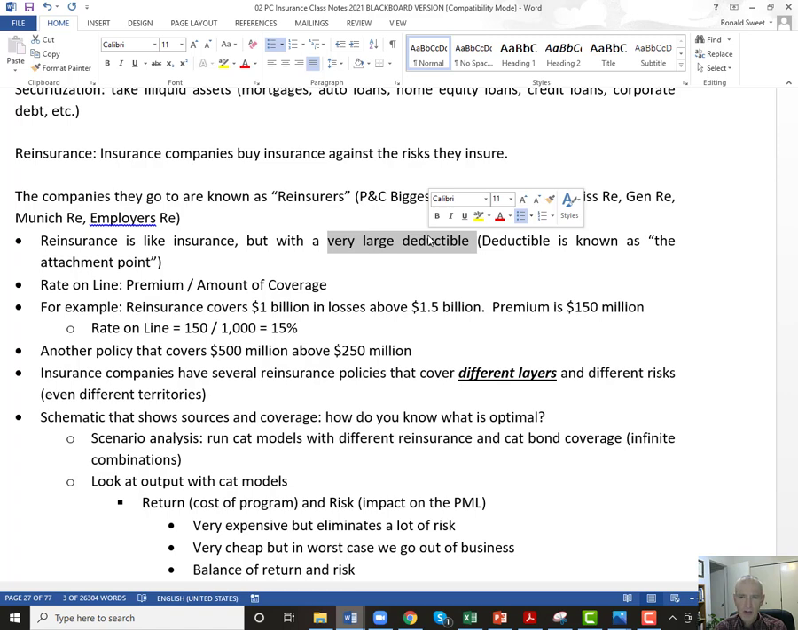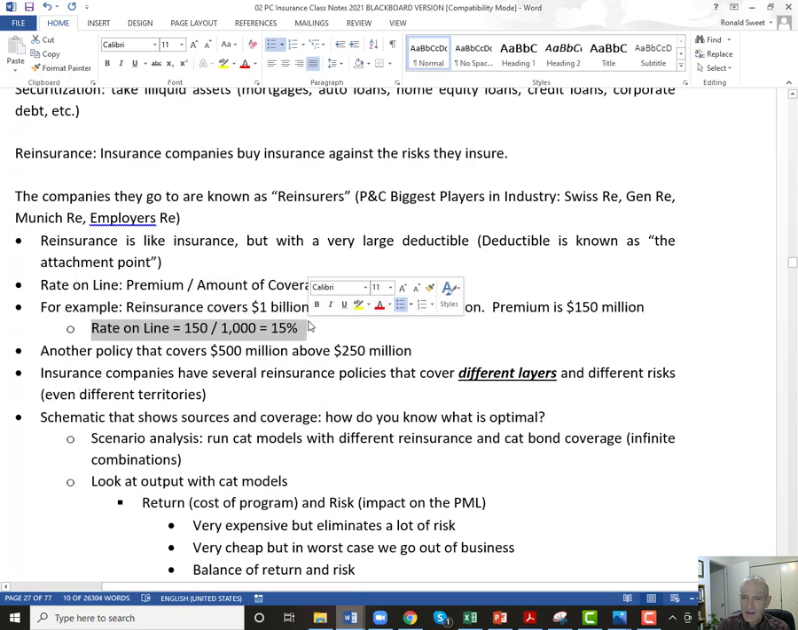And we talked about rate on line earlier. So if the reinsurer covers $1 billion in losses above $1.5 billion, so you have $1 billion in coverage, and you're paying $150 million for that, you take what you pay divided by the coverage you get, and that gives you that rate on line. And that's a quick way to look.